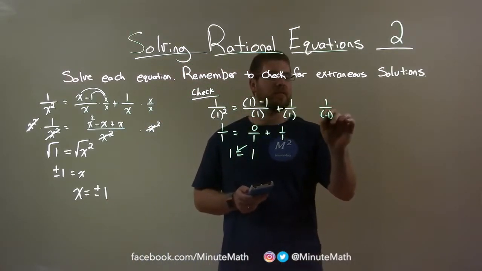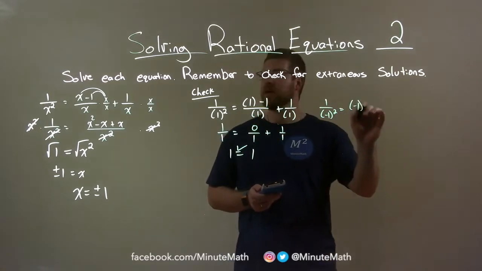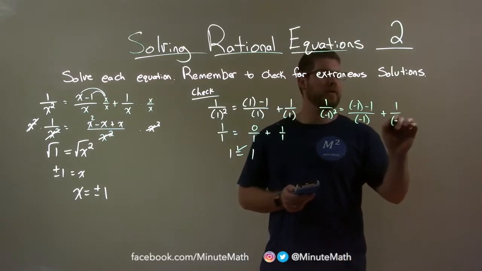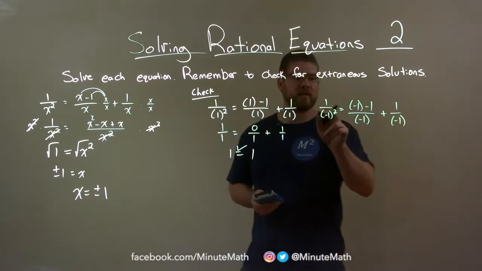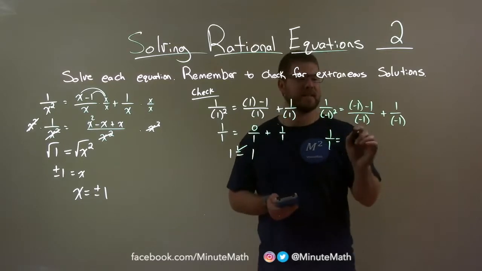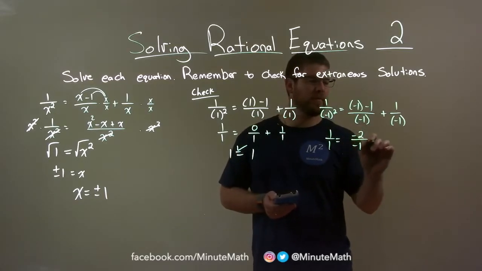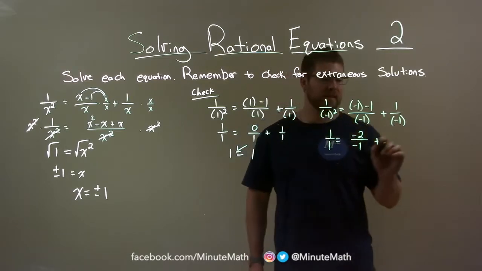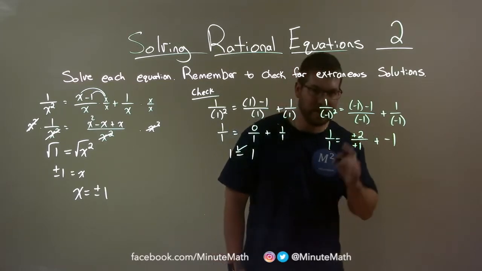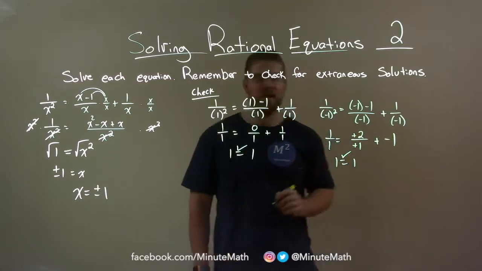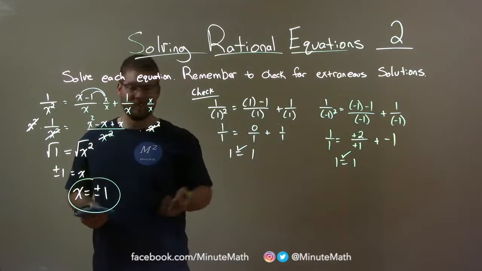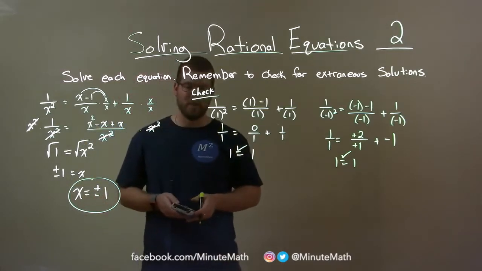1 over negative 1 squared equals negative 1 minus 1 over negative 1 plus 1 over negative 1. Negative 1 squared is a positive 1, so we have 1 over 1 here. Negative 1 minus a 1 is a negative 2, so negative 2 over negative 1, plus 1 divided by negative 1 is a negative 1. Negatives cancel out here. So now I have 2 plus a negative 1 is a positive 1. So 1 equals 1. Left and right hand side are equal, meaning both of them are true solutions. x equals plus or minus 1.